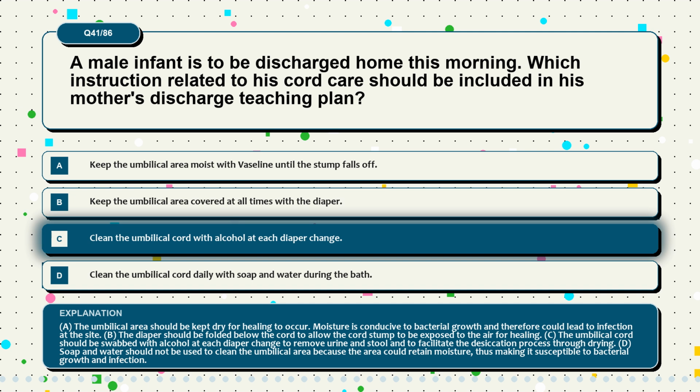B. The diaper should be folded below the cord to allow the cord stump to be exposed to the air for healing. C. The umbilical cord should be swabbed with alcohol at each diaper change to remove urine and stool and to facilitate the desiccation process through drying. D. Soap and water should not be used to clean the umbilical area because the area could retain moisture, thus making it susceptible to bacterial growth and infection.